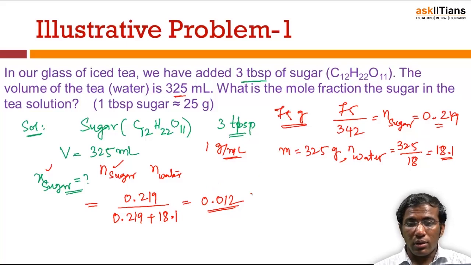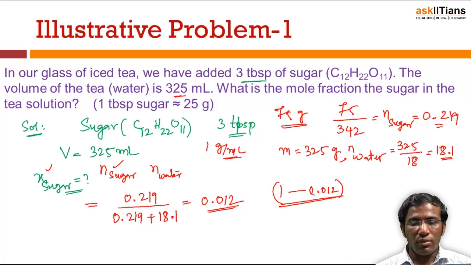This is what was asked to calculate, but you can also calculate the mole fraction of water. That is simply 1 minus this one, because the sum of the mole fractions of both solute and solvent is equal to 1. So for the solute it is this one, and for the solvent it is 1 minus 0.012. This gives the mole fraction of the solvent, that is water.